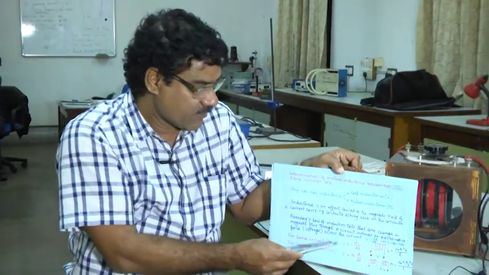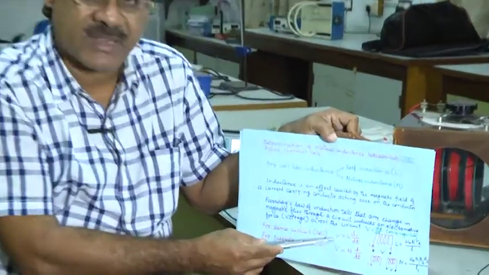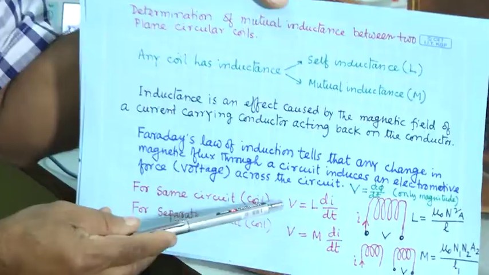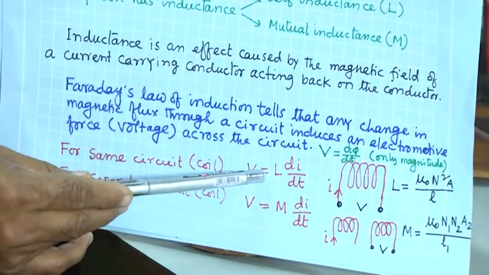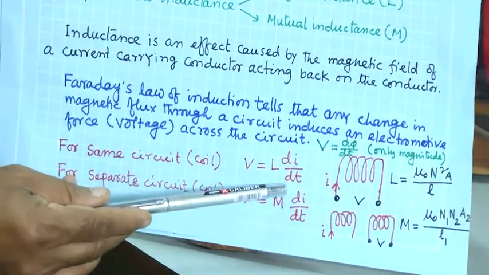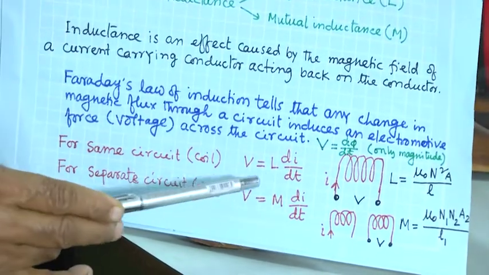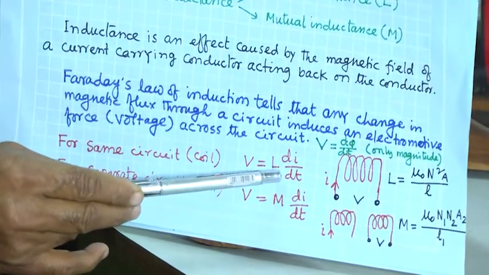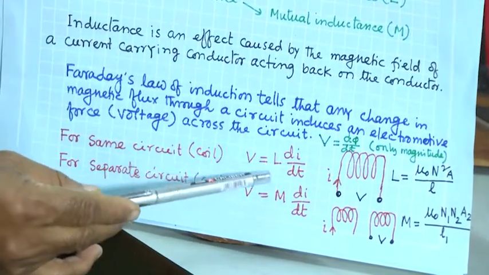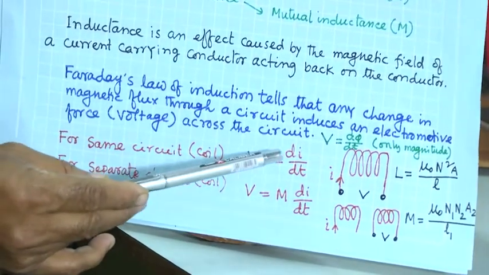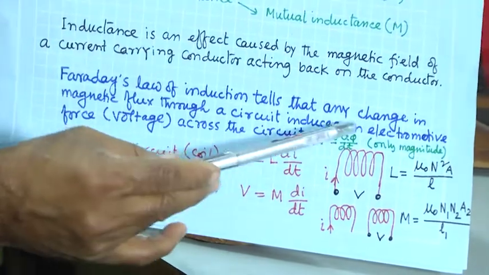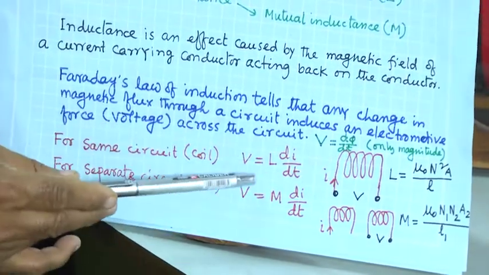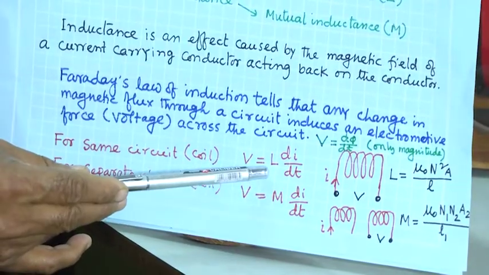So, by definition, the voltage induced in the same coil is proportional to the rate of change of current in the same coil. This proportionality constant is L. So, V equals L dI by dt. So, for a single coil, that is the self inductance L.